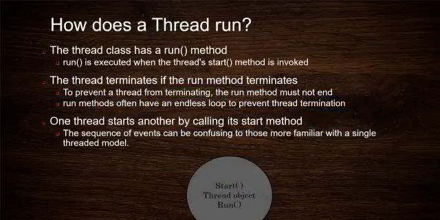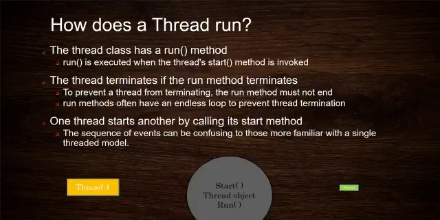Let us see how does a thread run. The thread class has a run method. The run method is executed when the thread's start method is invoked. The thread terminates if the run method terminates. To prevent a thread from terminating, the run method must not end. Run methods often have an endless loop to prevent thread termination.